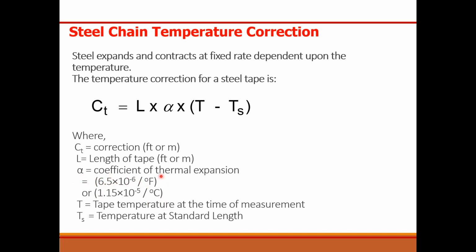The value of this thermal coefficient will be different for different kinds of tapes or chains. Okay, the value of alpha, the coefficient of thermal expansion, must be mentioned by the manufacturer of the tape. T is equal to the tape temperature at the time of measurement. Ts is equal to the temperature at standard length.